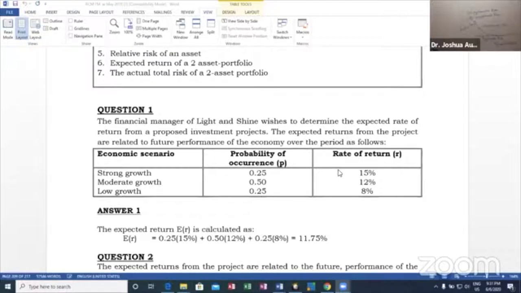So allow us, ladies and gentlemen, to put this question down. They have given us key things there: the state of the economy, which could either be strong, moderate, or low. Just copy, no problem. And then we have, ladies and gentlemen, any question?